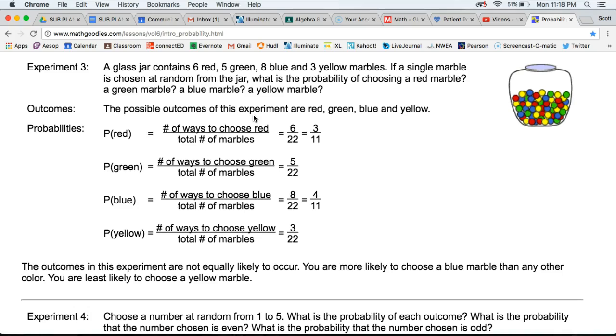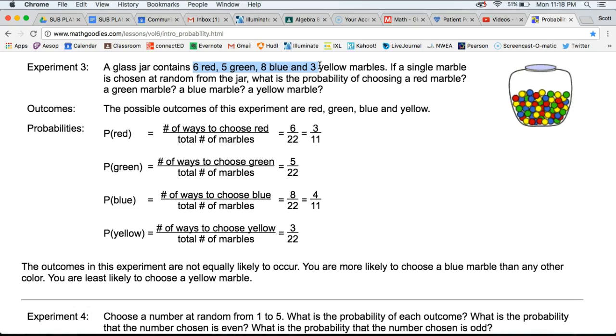Okay, so in other words, each of these particular outcomes is individual in nature. And what I'm trying to do is predict what would happen in a perfect world if I reach into the jar and pick out a marble. Okay, so again, it does not tell me what the total is, so I would have to add all of the marbles together to get the total. 6 plus 5 is 11, plus 8 is 19, plus 3 is 22.